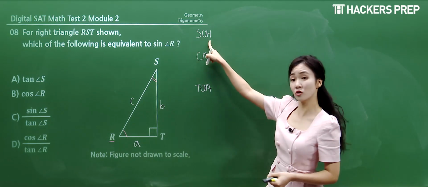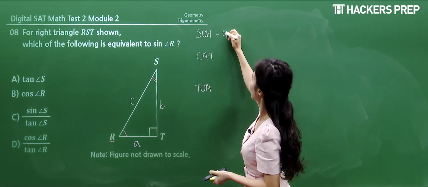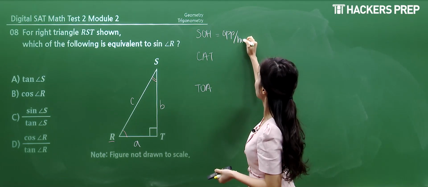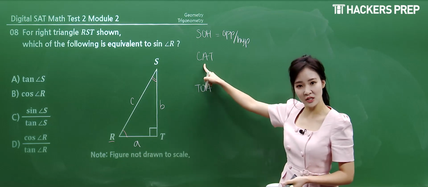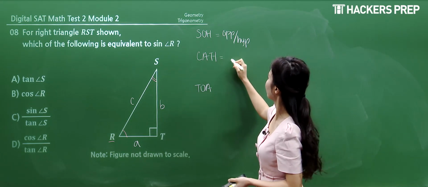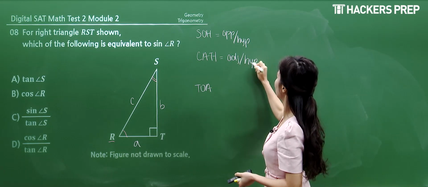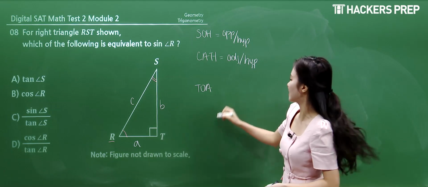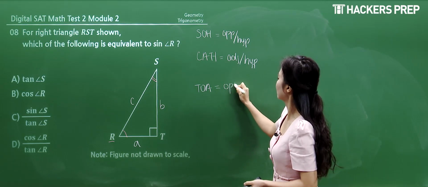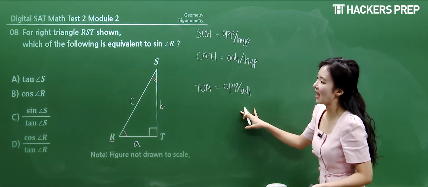Okay, so the sine is equal to opposite over hypotenuse. Cosine is adjacent over hypotenuse. And then finally, tangent is opposite over adjacent. Okay, now given that, let's take a look.